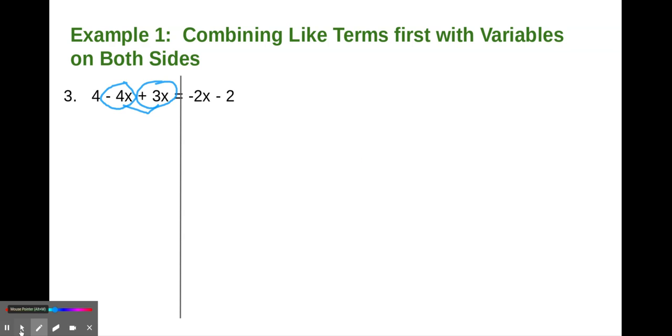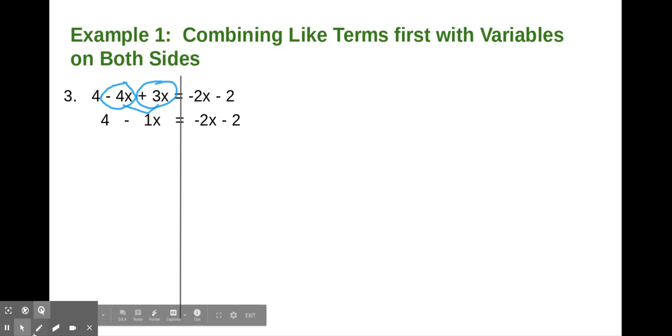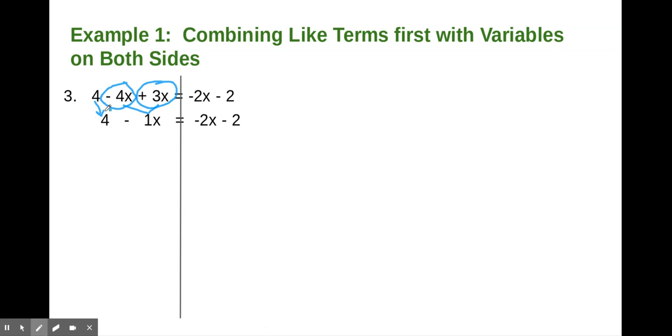Okay, so now what's my next step? My next step is, -4x and a positive 3x gives me a -1x. So I have 4, because I just bring down this 4. I didn't do anything with it. 4 minus 1x equals, and I just bring down the -2x and I bring down the -2. And now we're at the point of baby bear, mama bear. If you look, -1x, and I have a -2x. Well, -1 and -2, which one's the baby bear, which one's the mama bear?